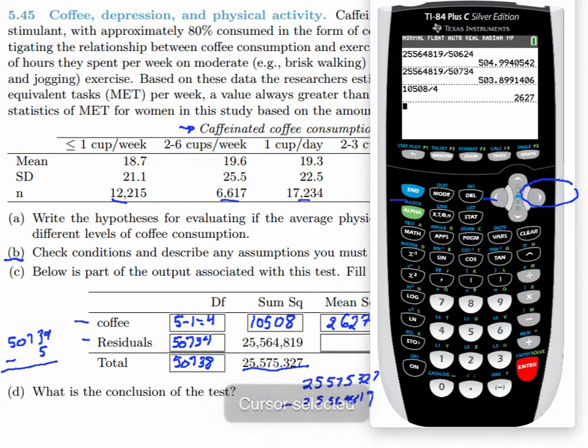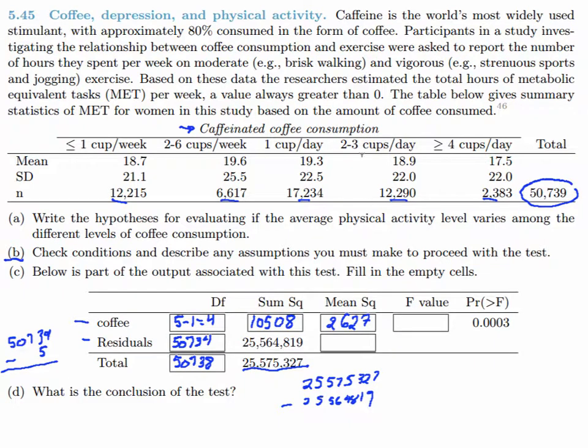So the next thing we need to do is take the sum of the squares, which is 2,556,481,9, and divide that by its degrees of freedom, which was 50,734. And we get back 503.899. So let's go ahead and put it out to 3 places, that's going to be 503.899.